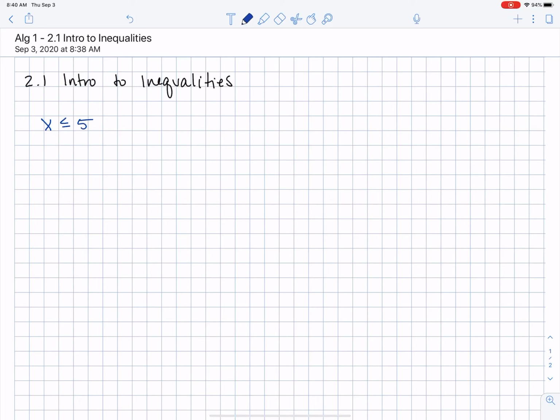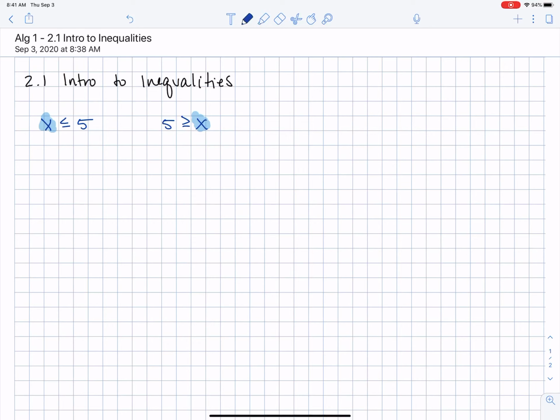So there's one and there's the other. When you have your inequalities, you're going to start by reading the variable first. So on the left one, we'd start with x is less than 5. And even on the right one, I like to start with x is less than or equal to 5.